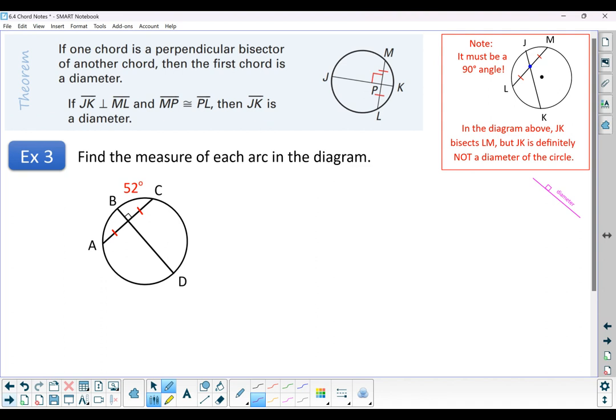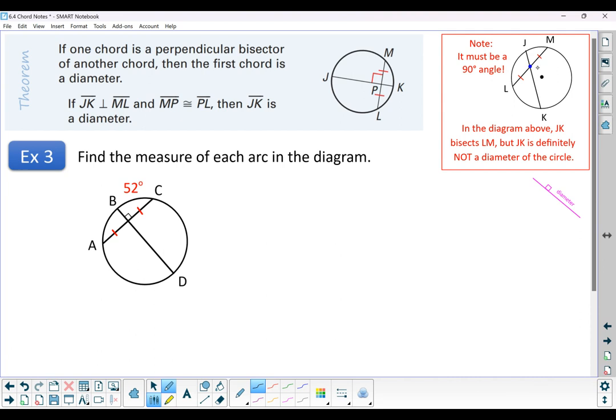Okay, so here's our next theorem: if one chord is a perpendicular bisector of another chord, then that first chord has to be a diameter. So we know that these two chords are perpendicular to each other. If one of them is cut in half, the other one is a diameter. It has to be a 90-degree angle for this to be true.